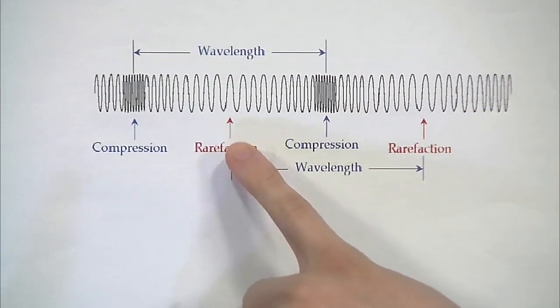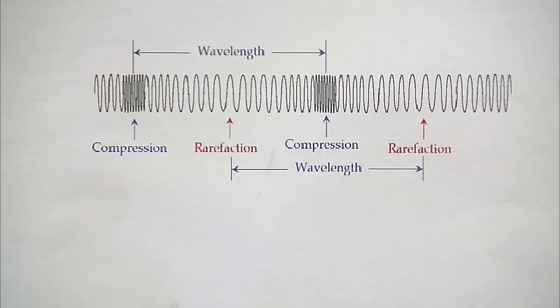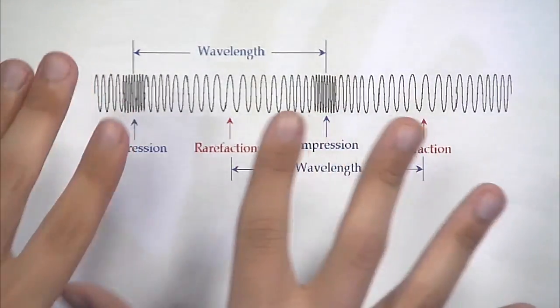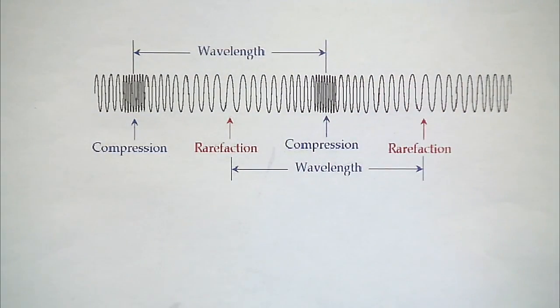Where's the rarefaction? Yes, you're right, that is the rarefaction. The rarefaction is where everything is spread apart. It's kind of like you're stretching a slinky out, which is really cool. It does look like a slinky.